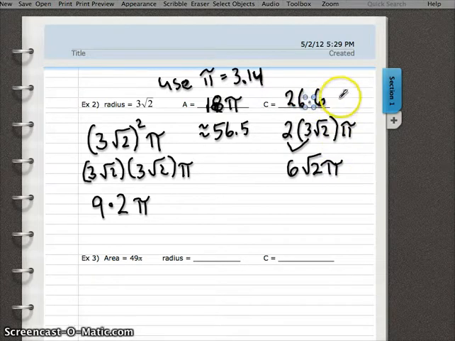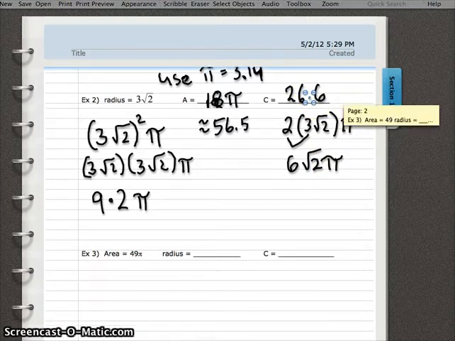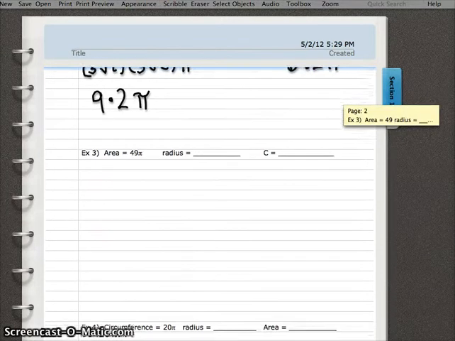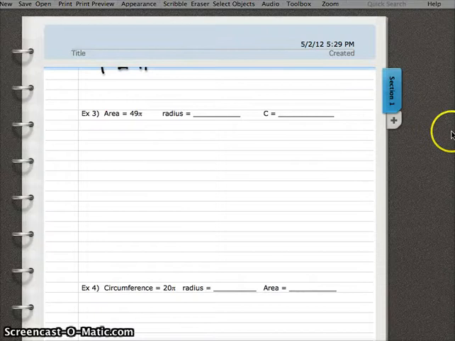So again, it just depends on the instructions given, whether it's a test or homework. In terms of pi, leave the symbol. Use 3.14 to get the decimal value. Alright, let's start working backwards, a little trickier here.